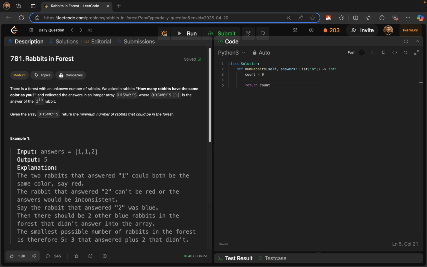So we need to figure out the minimum number of groups of size X plus 1 required to include these n bunnies. Imagine lining up the n bunnies who said X into full groups of size X plus 1. If you have, say, 7 bunnies who answered 2, meaning group size is 3, you can make 7 divided by 3 equals 2 groups, but 7 modulo 3 equals 1 bunny left over. This leftover bunny must also belong to a group of 3 itself, plus 2 others of the same color. So even though you only saw 1 leftover bunny, you need to account for a whole group of 3 for it. The total number of bunnies for answer X is therefore the number of full groups plus 1 if there is a remainder, and multiply by group size.